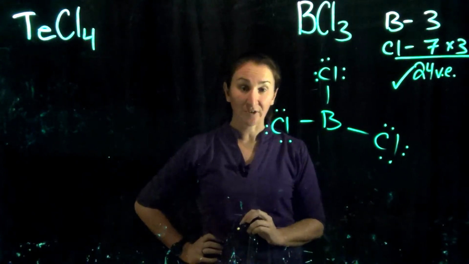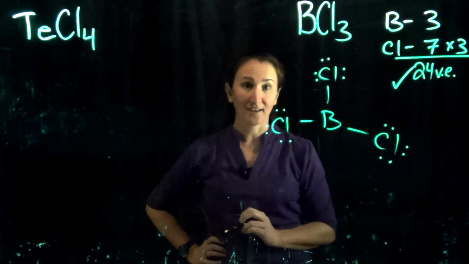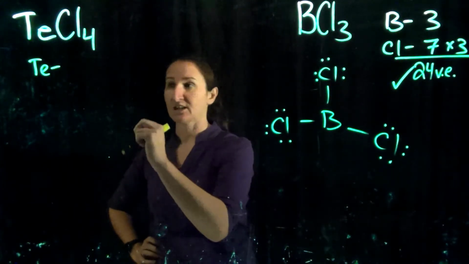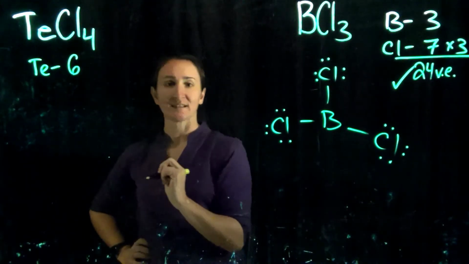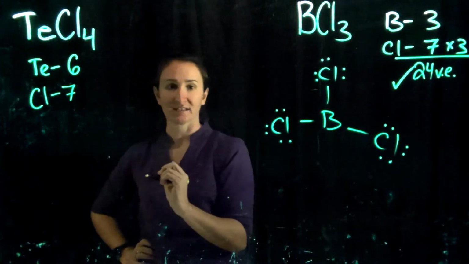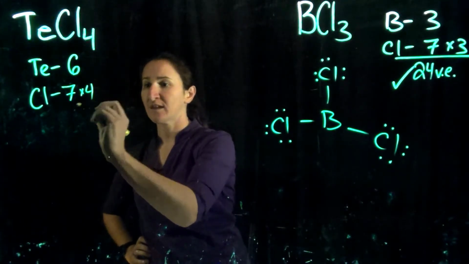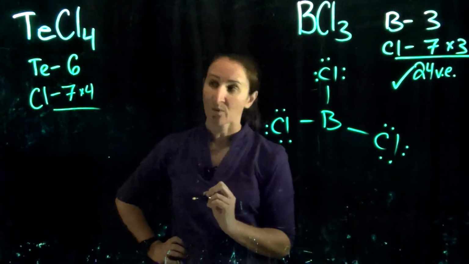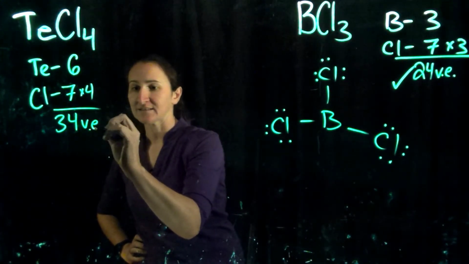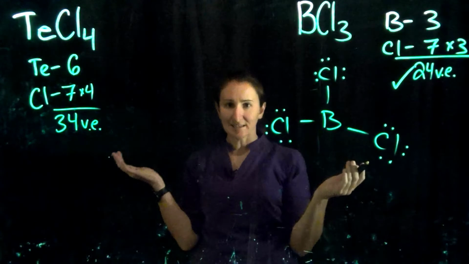Next, let's try tellurium tetrachloride. So tellurium on the periodic table is 4 down from oxygen, which means it also has 6 valence electrons. And chlorine has 7 valence electrons, but there are 4 of them. So 7 times 4 is 28. Plus 6 gives us 34 valence electrons. What does this guy look like?